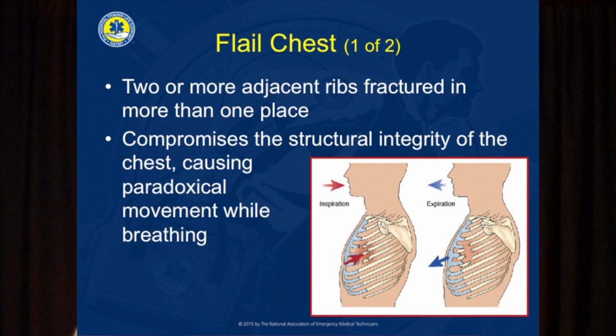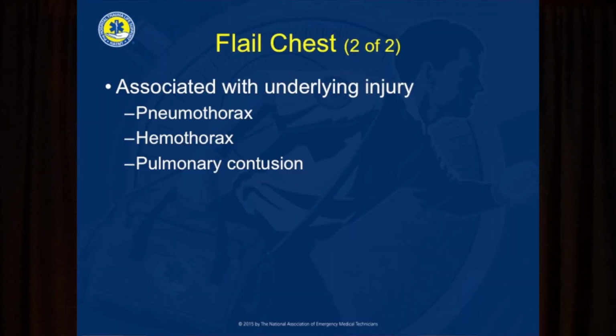Your flail chest is when you have at least 2 or more ribs that are together, broken in at least 2 places or more. All right, this will give you a free-floating section of rib. And the problem is, when you breathe in and out with your negative and positive pressures, that will actually cause the broken section of rib to move in the opposite direction of what it should while you're breathing. Okay, so this will cause that paradoxical chest wall movement that we typically look for. In some patients the muscles will tighten up and have very little movement, but in some patients it may be more pronounced. You may also have a pneumo or hemo with this, and you may also have pulmonary contusion.